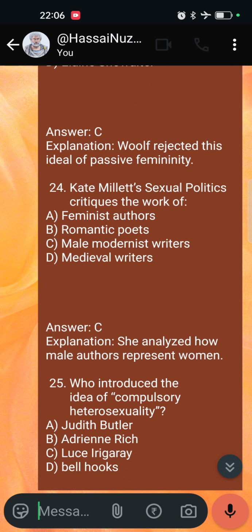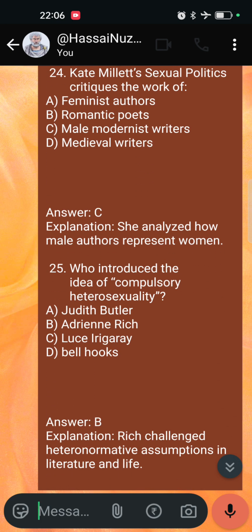25th question. Who introduced the idea of compulsory heterosexuality? Answer is B. Adrienne Rich. Rich challenged heteronormative assumptions in literature and life.